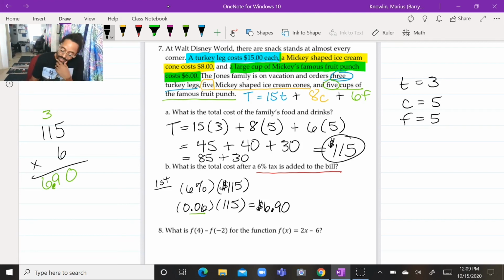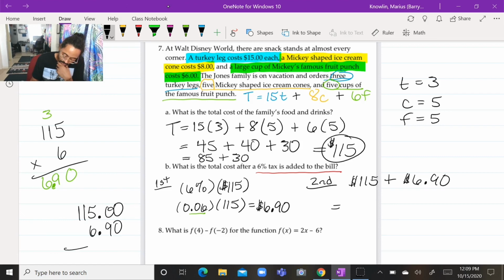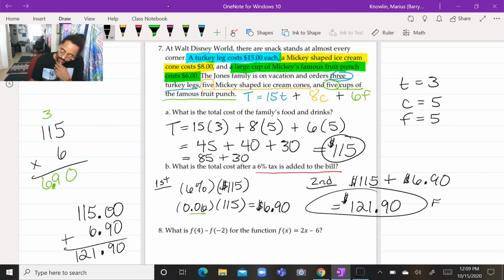And now we're going to add that to the bill. Here's the second part. We're going to take that $115 and add $6.90 to it. And if you need to, we can work that out right here. We add the 90, then add the $6 and the 115, and that is $121.90. Worked out by hand. Look at that. Final answer. It's always good to circle your final answer.